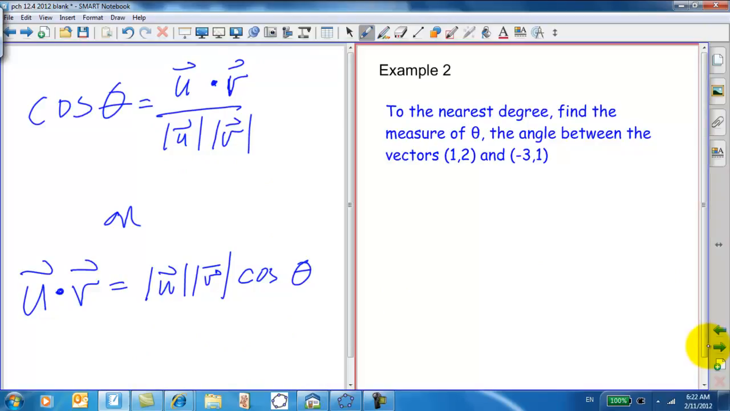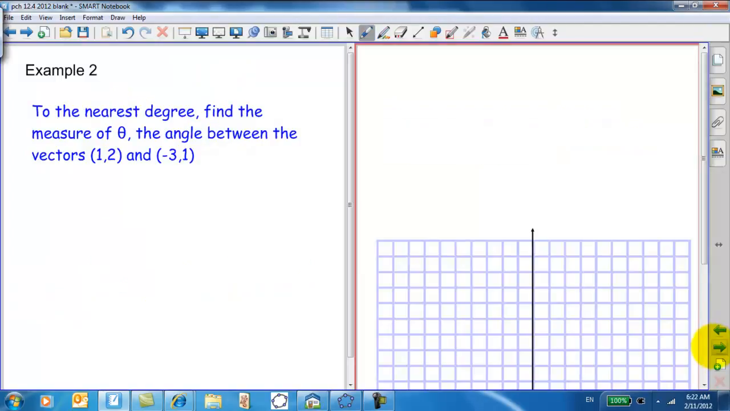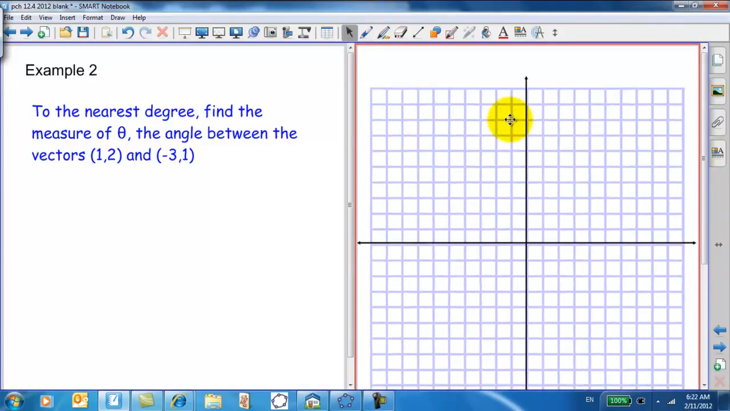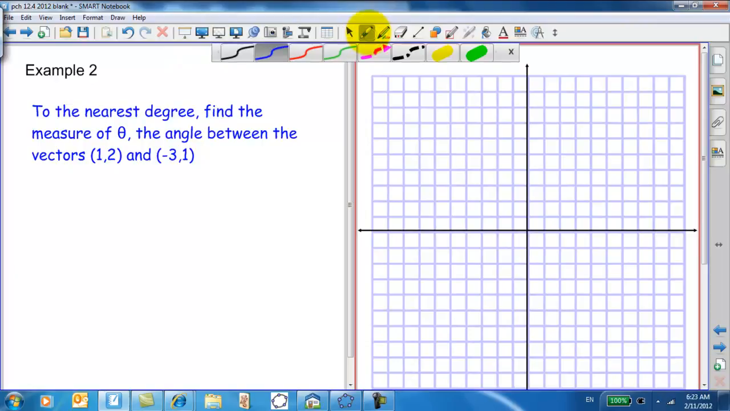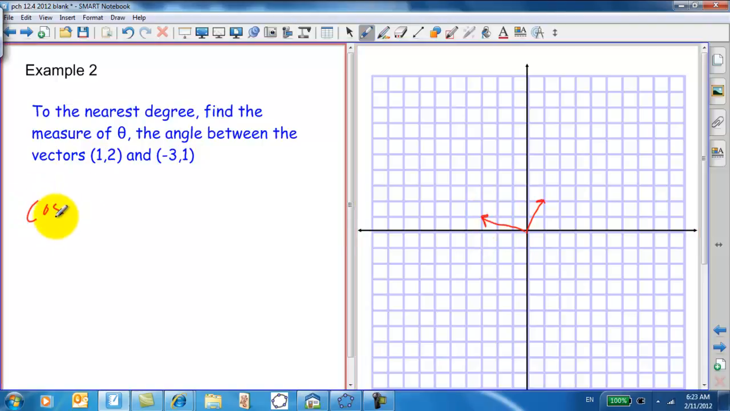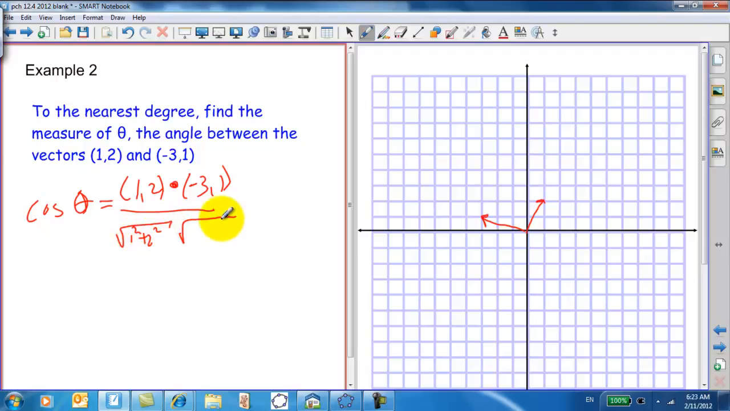So here's example 2. Find, to the nearest degree, the measure of angle theta, the angle between the vectors <1, 2> and <-3, 1>. Let's get this back up again. So we want to find this angle between <1, 2>, over 1 up 2, and back 3, up 1. Looks like more than 90 degrees. Let's see what we can come up with here. So the cosine of theta will equal the dot product of <1, 2> dotted with <-3, 1>, all over the square root of 1 squared plus 2 squared times the square root of negative 3 squared plus 1 squared. That's their magnitudes.